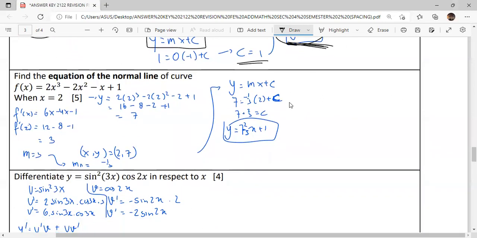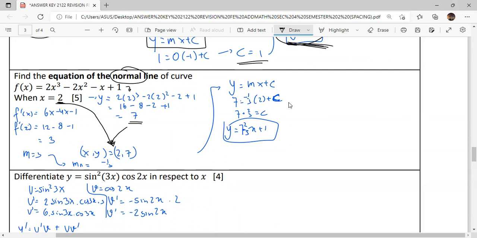Now pay attention to this, the normal. Again, you can find the gradient first, or you can find the y. I think I can find the y first. 2 times 2 squared, and so on. Then you put 7. You get 2 times 2 cubed, and so on until finished. You just insert here, you get 7. The point then will be 2, 7, right? There you go. This is the point.